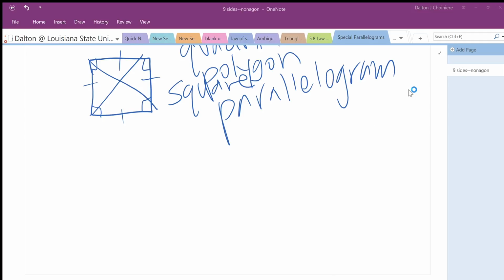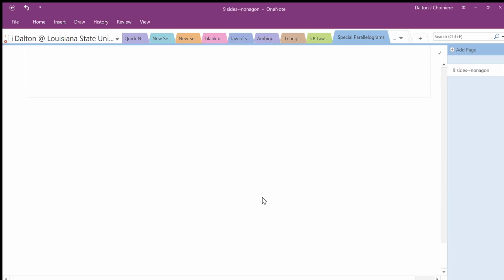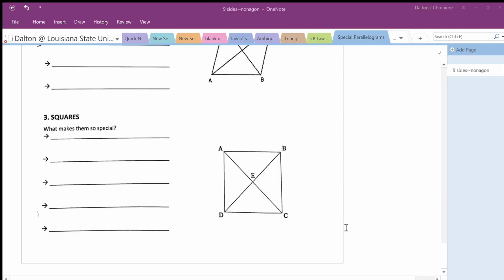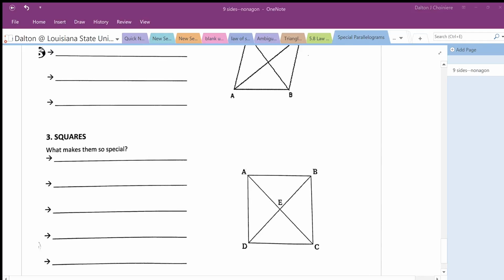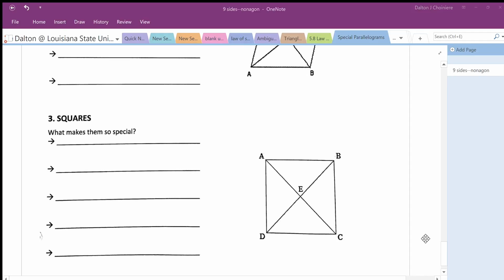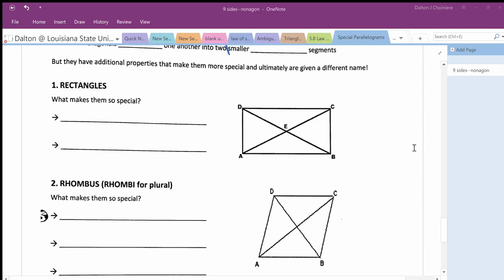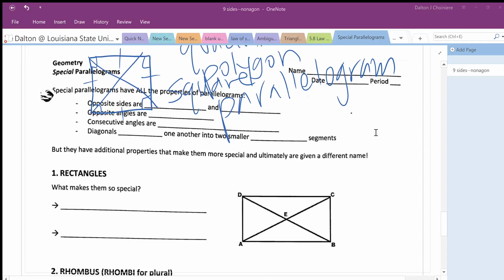Okay, so children, remember me? I'd like to try to teach you something. This special parallelogram sheet, you need not lose it because we're going to go over it over the next few days. We're not filling out this whole thing today. Today, we're only focused on the top parts. The top part should be a little bit easy because we discussed this already.